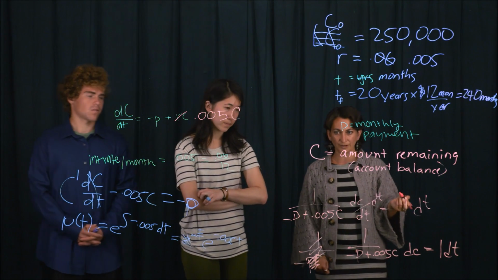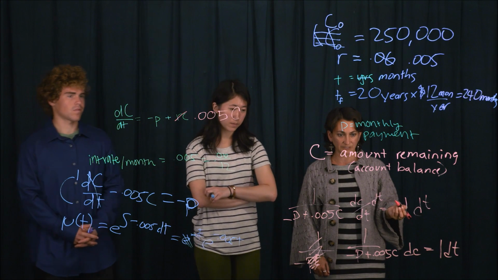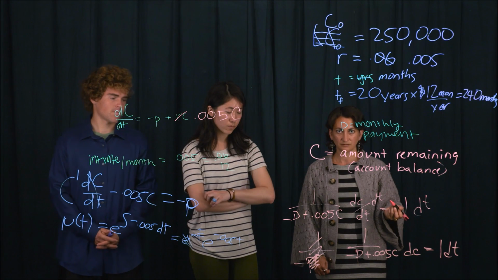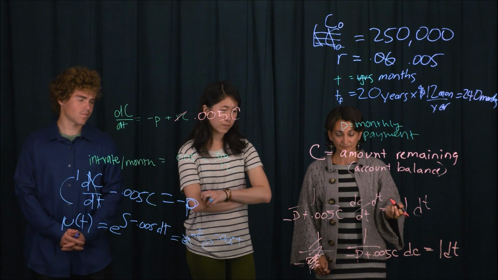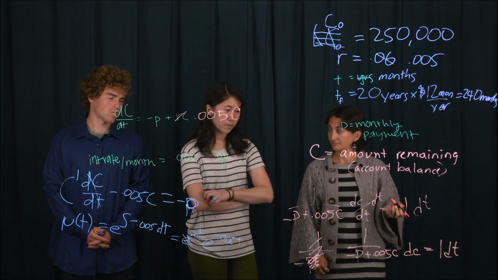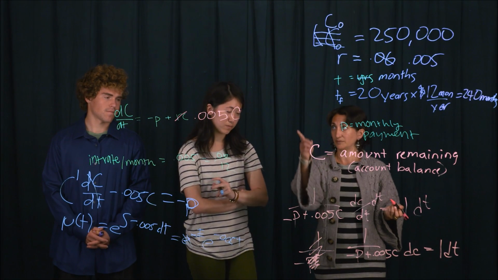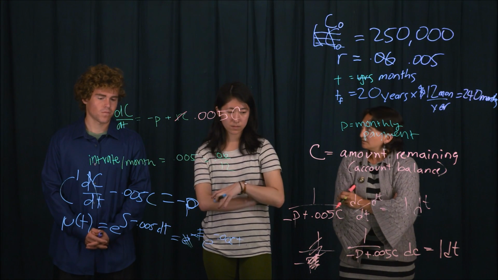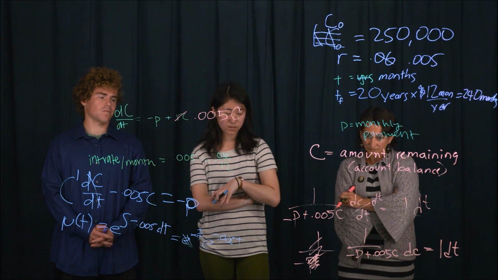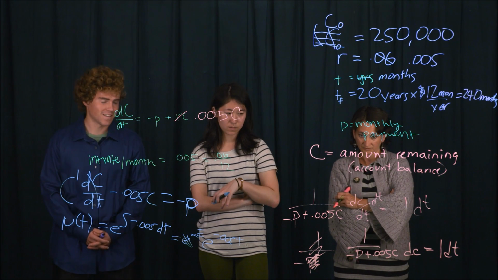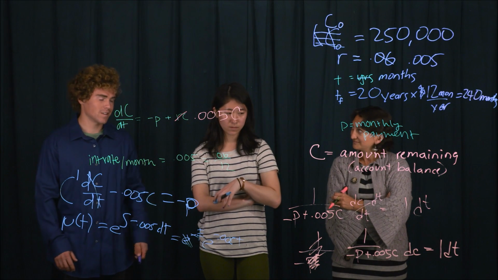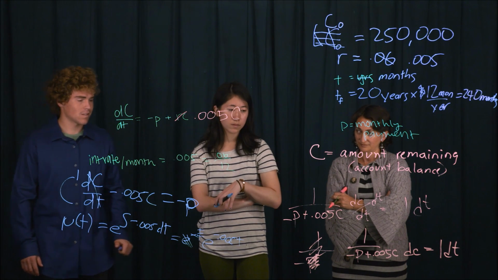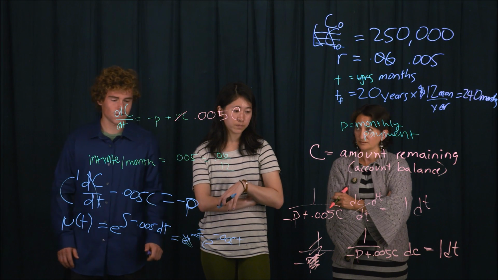Okay, so we have 1 over negative P plus 0.005C dC equals 1 dt. Emily, can we take the integral of both sides of that equation? Yeah. Sam, would it be simpler than using the integrating factor, or would it be the same level of difficulty? I just know how to do this better, but it seems kind of the same. Okay, very cool. Those are two different ways you can solve this differential equation.